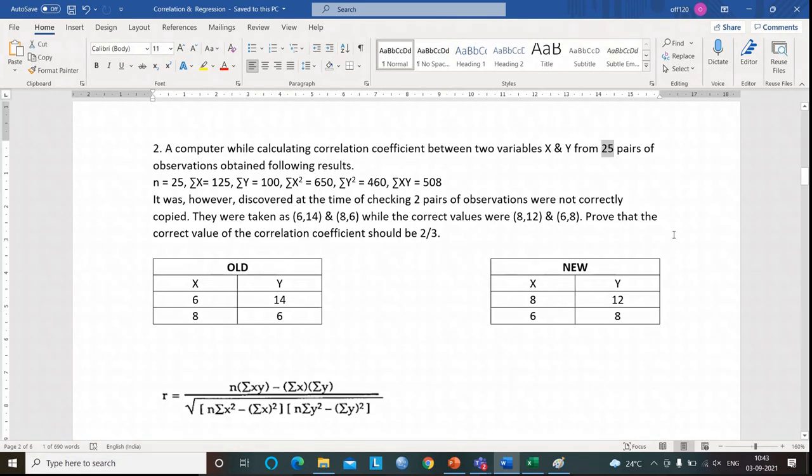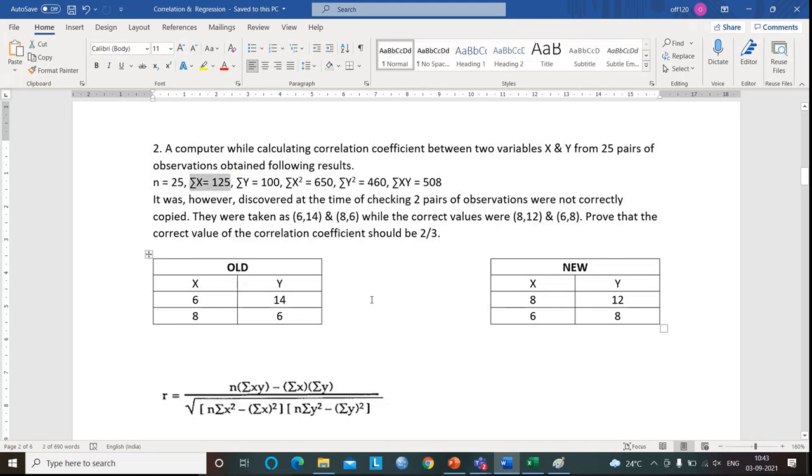Pair means what? The combination of x and y. Okay, 25 pairs. So the number of observations will become how many here? 25 only, because they have taken 25 x variables and 25 y observations. So once they did their calculation, they got some answers.